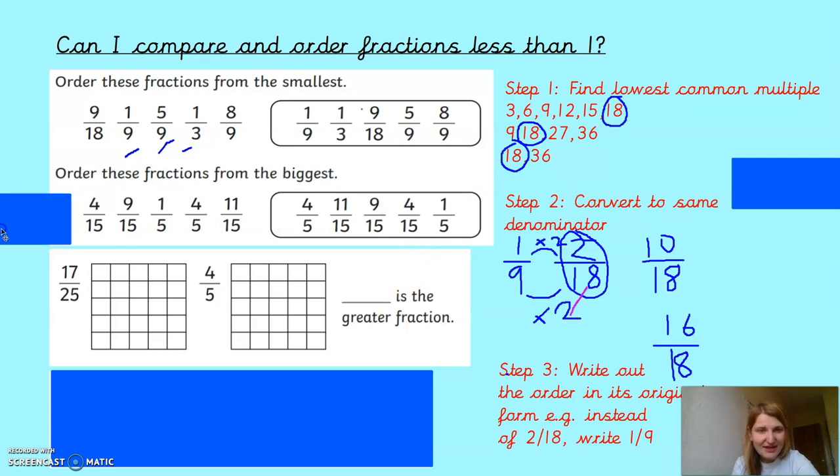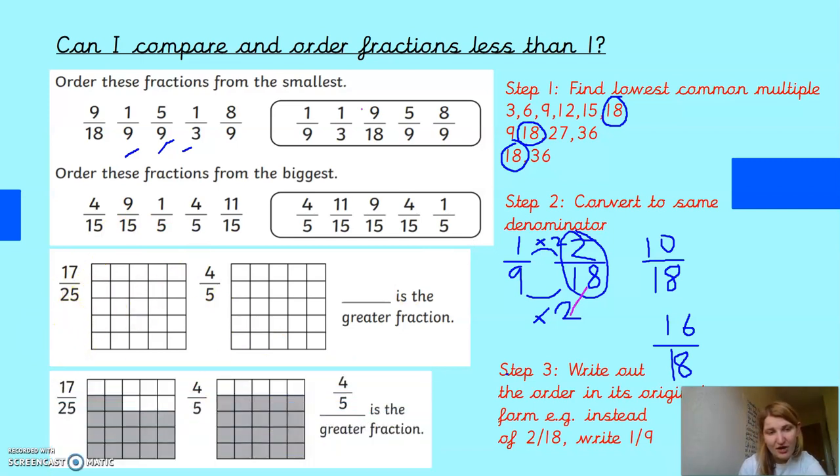Right, so these are the answers here. The biggest fraction was 4/5, which would have been equal to 12/15, 11/15, 9/15, 4/15, and then 1/5, which is the same as 3/15. Okay, so they've converted them back. With this one, we wanted you to have a go at colouring it in and showing. Hopefully you would have seen that 7/25 would have looked something like this. You might have done it in a different order. 4/5 is the same as 20/25. Therefore, 4/5 is the greatest fraction.